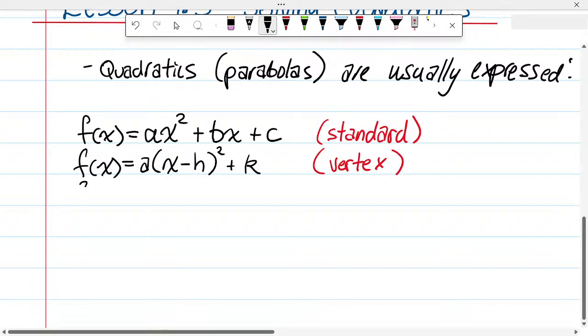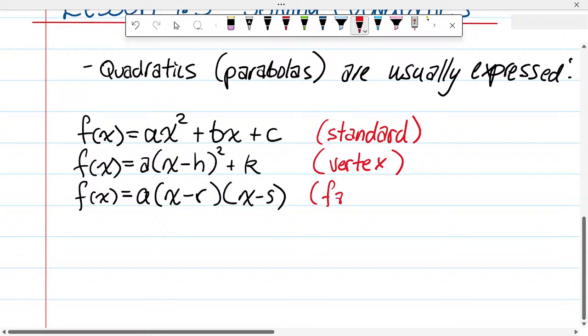Awesome. And finally, f of x equals x minus r, we usually use, times x minus s. Again, I couldn't care less about the letters, but what do we call this form? Factored form. Okay. So those are the three forms that we normally find an equation in.